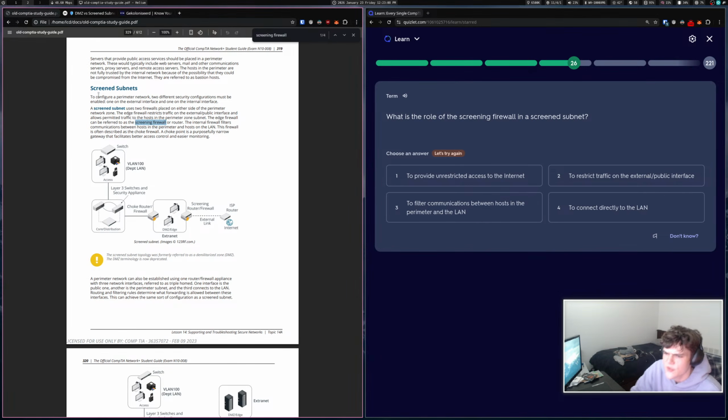Okay, and so what is it? A screened subnet uses 2 firewalls placed on either side of the perimeter network zone. Okay. On either side? Sure. There's a perimeter and there's a network zone in the perimeter. The edge firewall restricts traffic on the external public interface and allows traffic to the hosts in the perimeter zone subnet. The edge firewall could be referred to as the screening firewall.